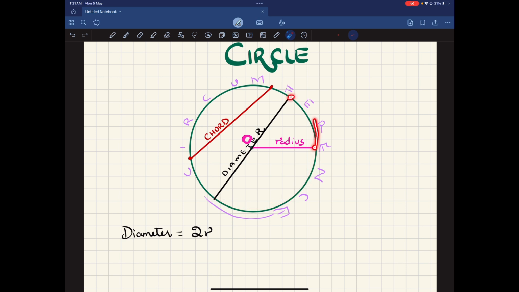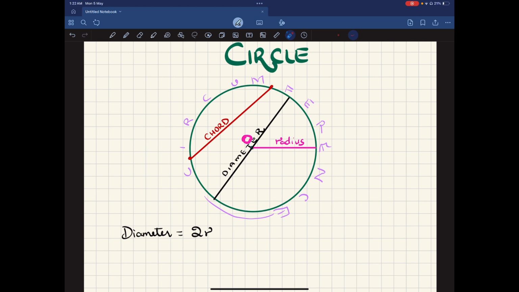Between this and this point, this is the arc. If we consider these two points of the diameter, then this is the arc. This is basically a semicircle. When the chord is the diameter and it divides the circle into two equal parts, then this arc is the arc of the semicircle.